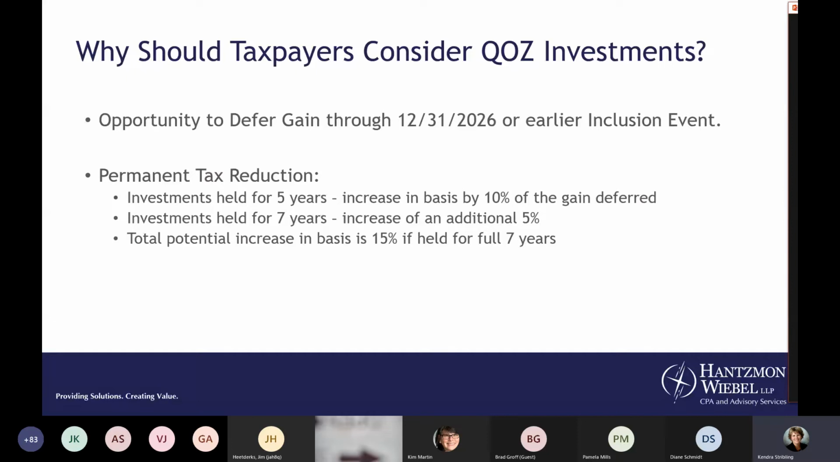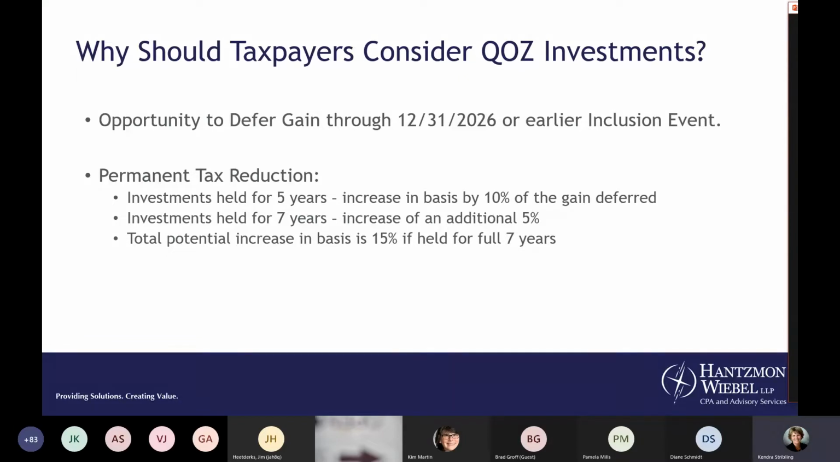So let's review some of the basics and the benefits of QOZ regulations. First, qualified opportunity zone investments provide the opportunity to defer gain through December 31st, 2026. If there is an event or sale before that date, gain may be required to be recognized sooner.